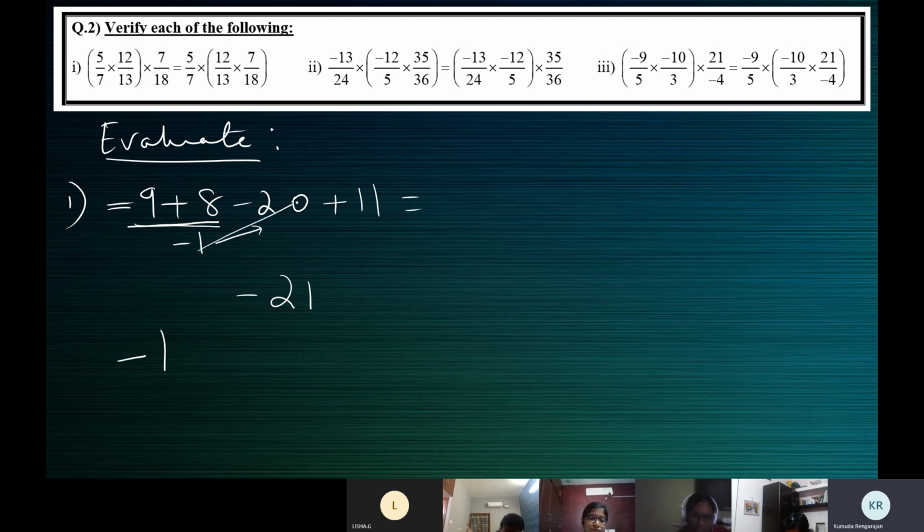Next, now we finished till here. Next, -21 and +11. Different signs, -21 +11. Different signs, subtract. Put the sign of the greater number, -10.